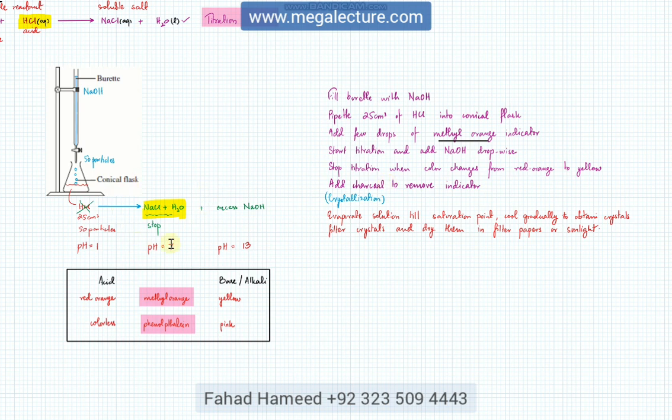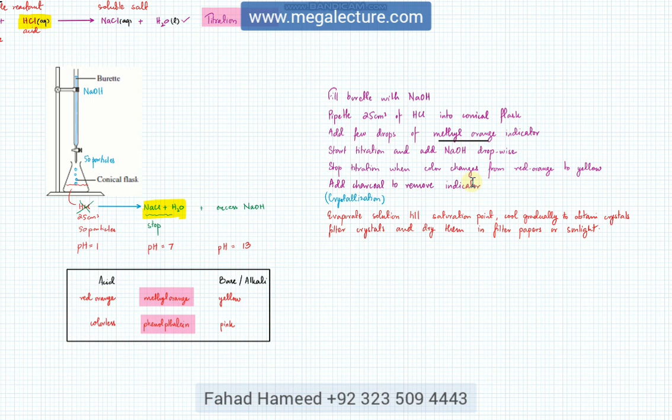Now you've got NaCl and H2O. Now, the only thing it's contaminated with is the indicator itself. So you add charcoal to remove indicator. So charcoal will absorb the indicator that's in the solution, so it will remove the impurity. So indicator itself is an impurity that has to be removed.